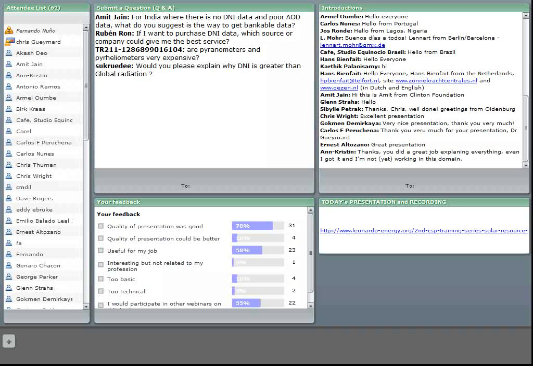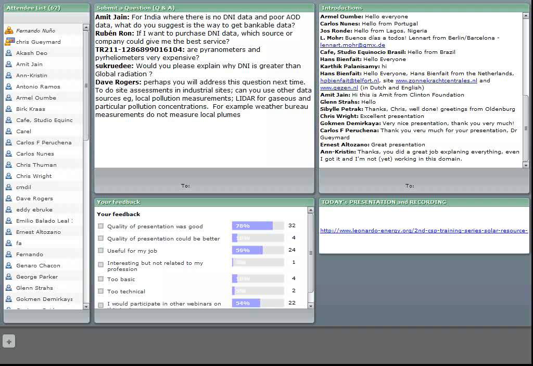DNI is measured on a perpendicular plane to the sun, whereas global is measured on the horizontal, fixed. Another question: do site assessments in industrial sites, for instance, use data sources such as local pollution measurements, LIDAR for gaseous or particulate pollution concentrations? Weather bureau measurements do not measure local plumes.